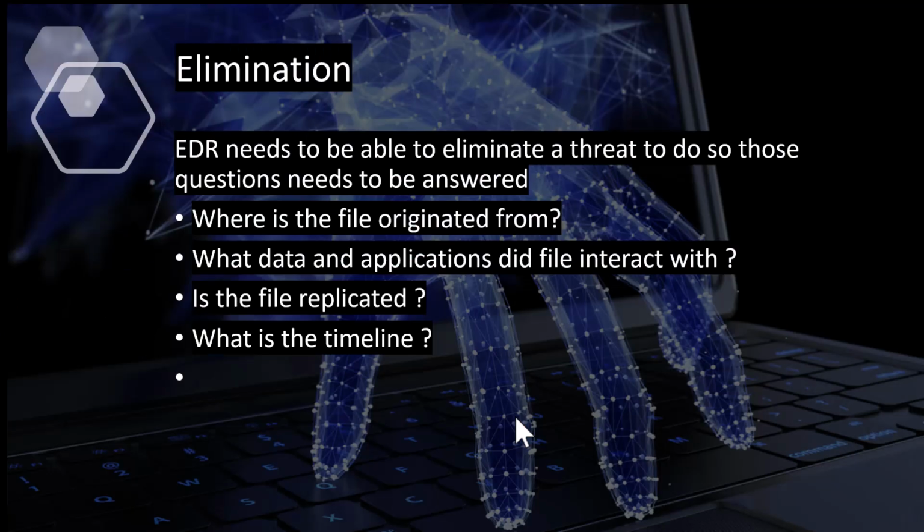What is elimination? As we talked about earlier, EDR needs to be able to eliminate a threat. To do so, those questions need to be answered. Where did this threat originate from? What data and application did the file interact with? Is this threat, the malware, or whatever it is, replicating itself? What is the timeline? Your EDR should be able to answer those questions to be able to even try to have a proper protection method.